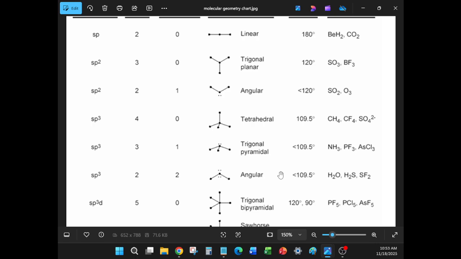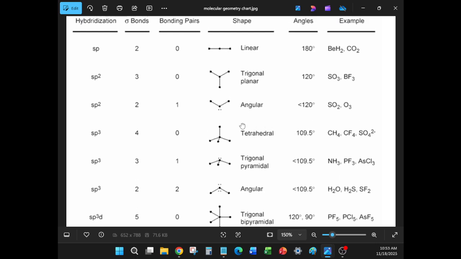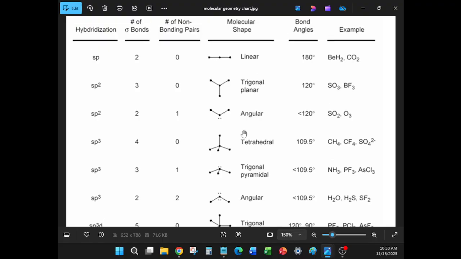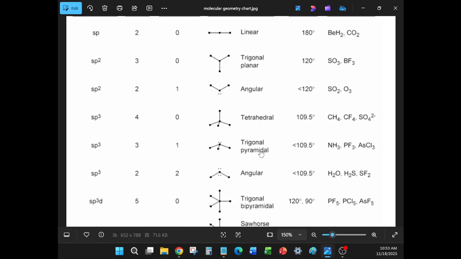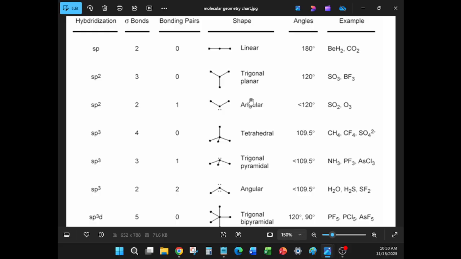Okay, so hopefully you're able to use the geometry chart in order to find shapes. If you're still having trouble with that, come see me, because you're going to need some help with that. But you need to know basically the first 6.